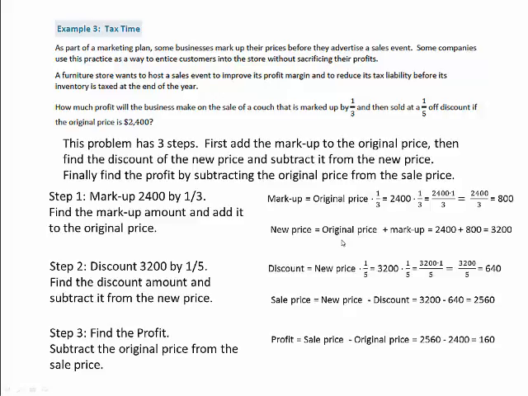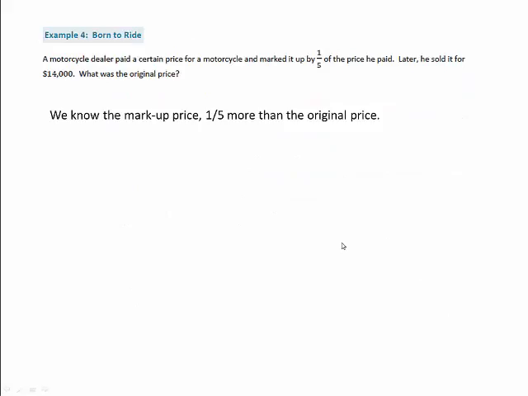Let's look at one more example where we have to work backwards. In example 4, we've got another markup, but instead of knowing the original price, we know what the new price was. We know the markup price is 1/5 more than the original price. So $14,000 is 1/5 more than the original price.